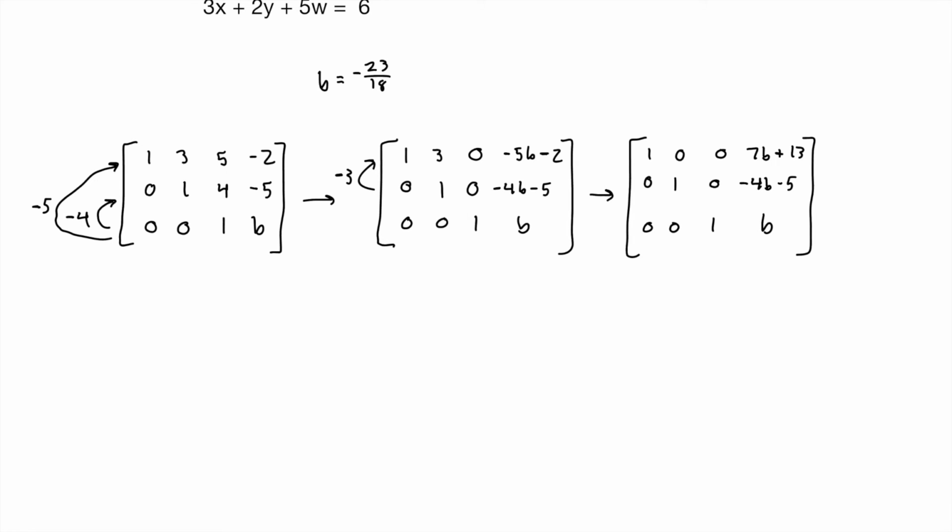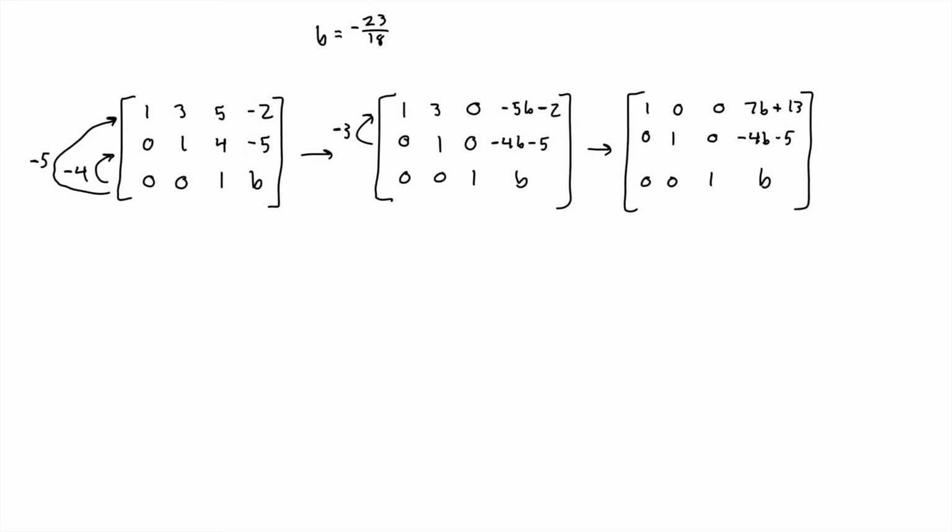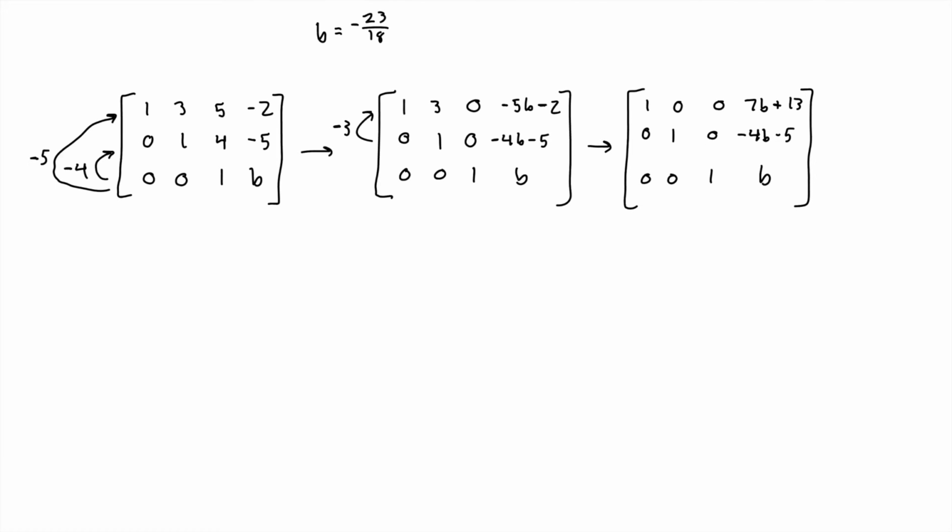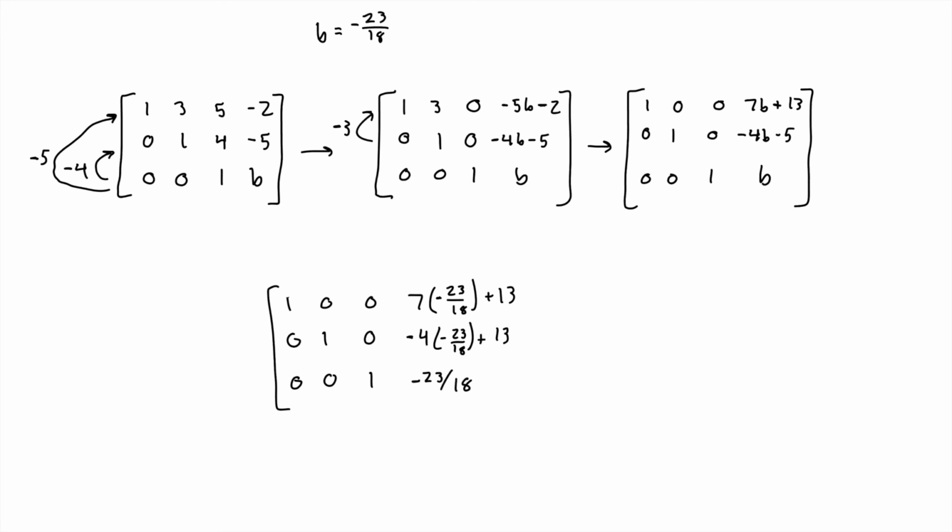And so now this matrix is in reduced row echelon form, but I'm going to put the negative 23 over 18 back in for b. So we will get 7 times negative 23 over 18 plus 13, and then negative 4 times negative 23 over 18 minus 5, 0, 0, 1, negative 23 18ths. And that's how I'm going to leave it. You can simplify it if you want.